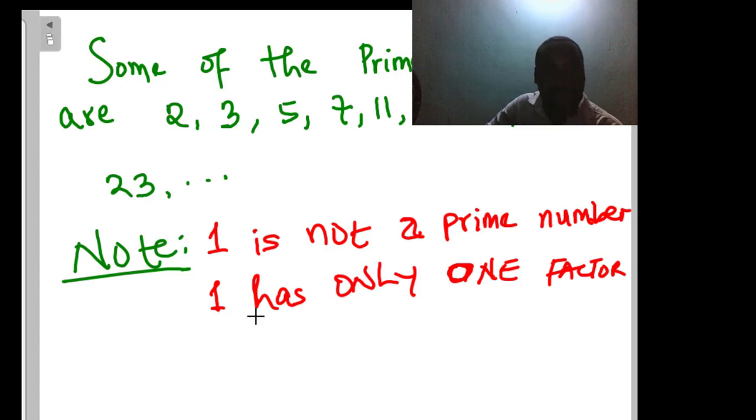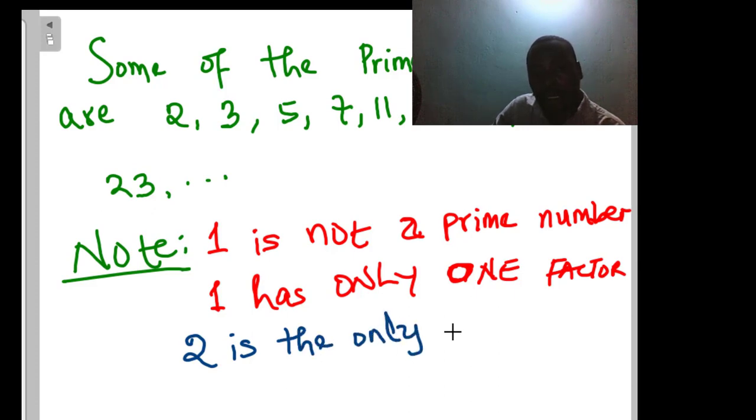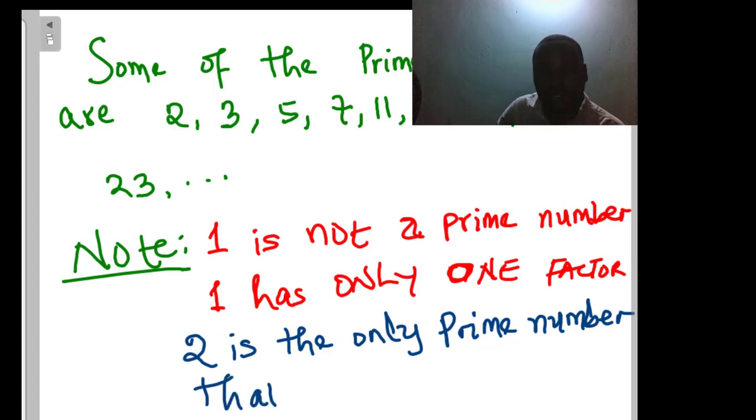Another thing to take note of is this: 2 is the only prime number that is even. All the other prime numbers are odd numbers. Sure, you know what even numbers are and what odd numbers are.